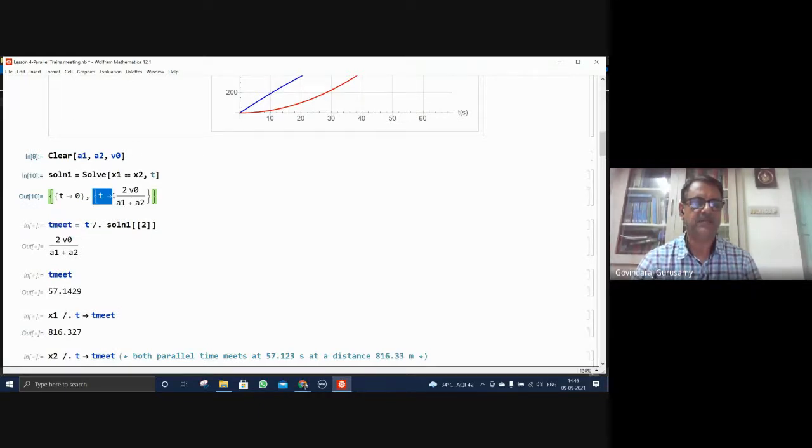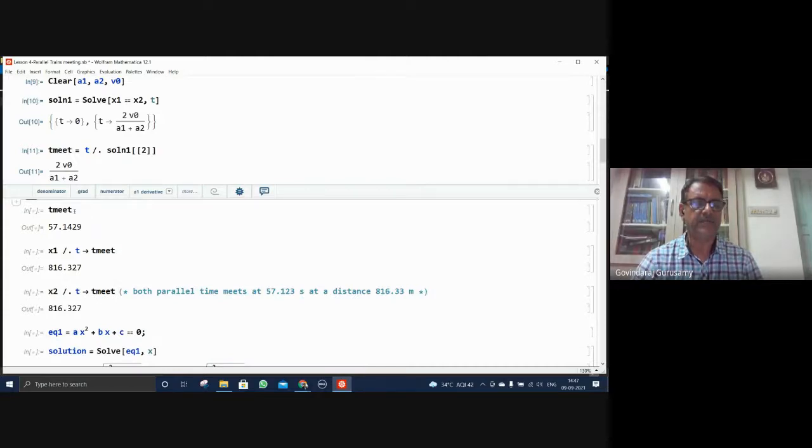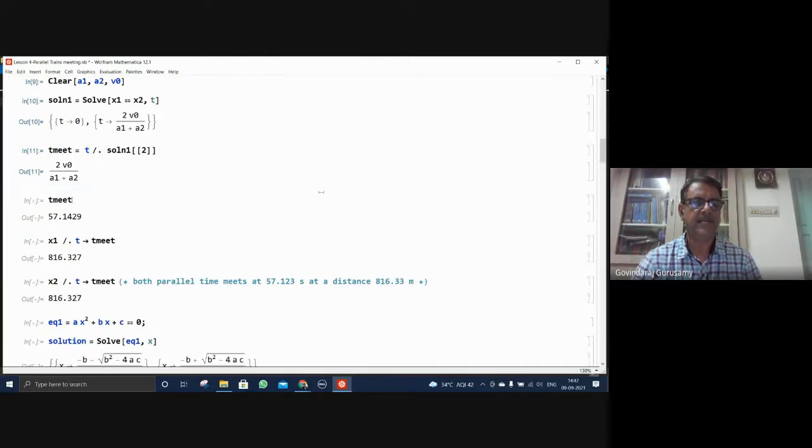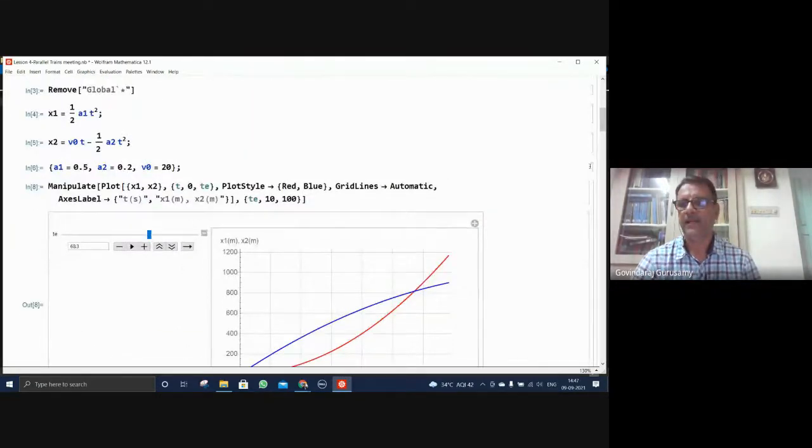The second solution is the one which I am taking. The first solution is 0. Therefore, I am using a double bracket 2 that has been taken, and t is assigned as t meet. This is your t meet. You can go beyond that also, but this is the point at which it's going to meet. So I know the t meet, and what is that t meet time scale? If I wanted to have that again, I have to copy this.